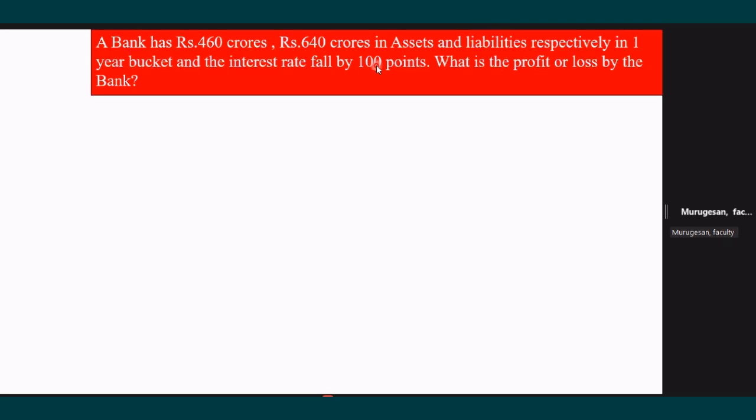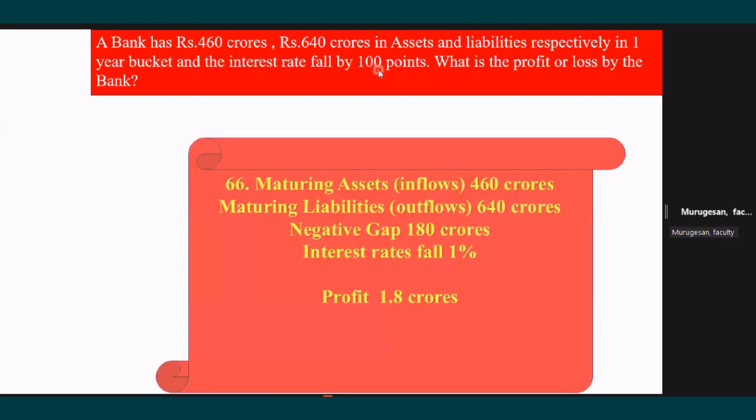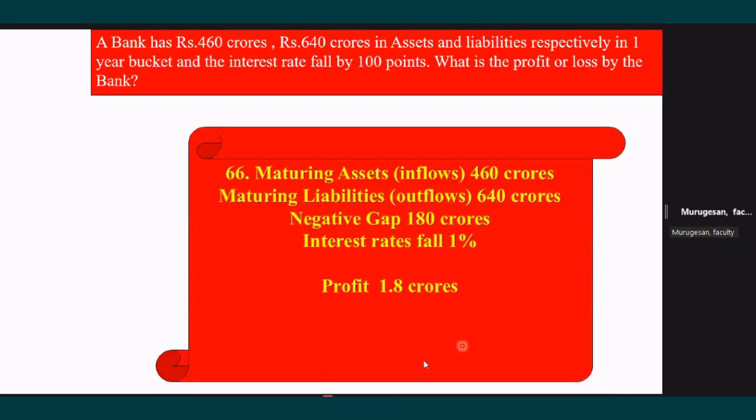Profit. Don't worry, profit. Because it's a negative gap, you have to arrange the funds. But for arranging the funds, interest rates have fallen, so you can get the deposit at a cheaper rate. Then profit. How much profit? 180 into 1%, 1.8 crores. That is the answer. 1 mark, boss. Believe it or not, 1 mark.